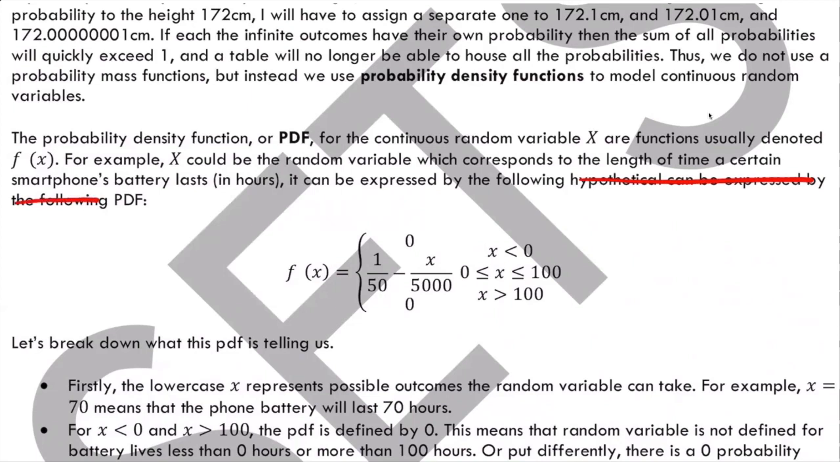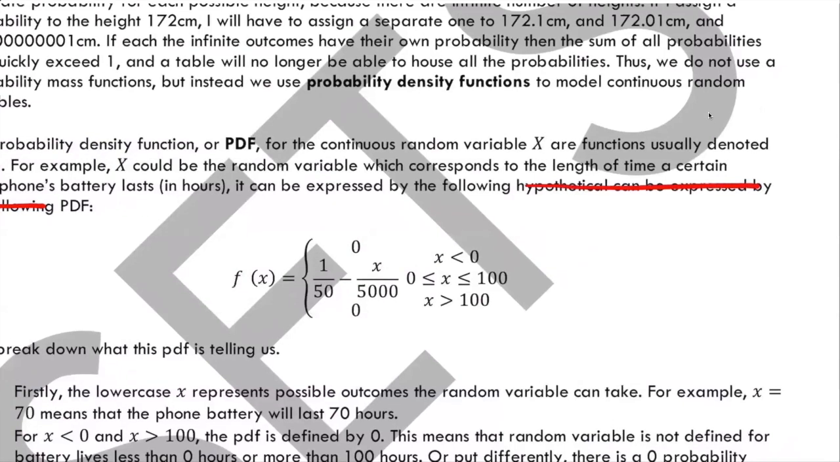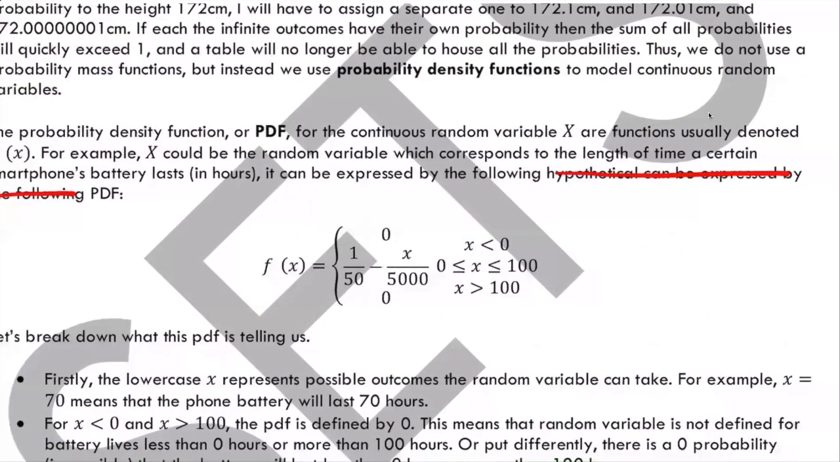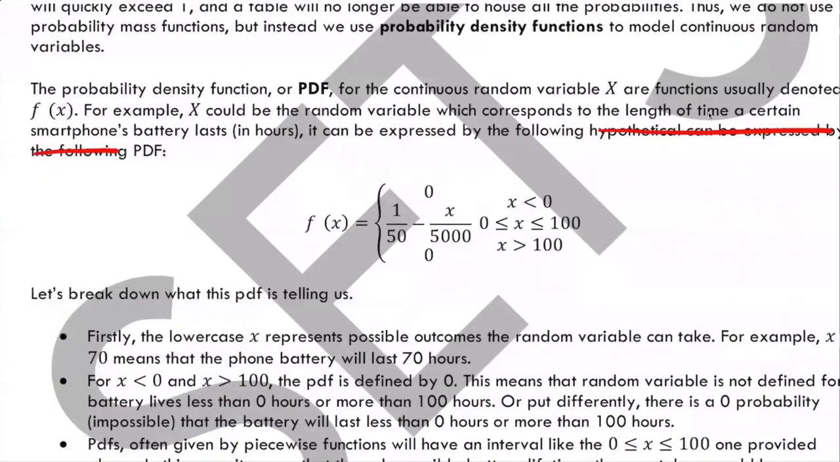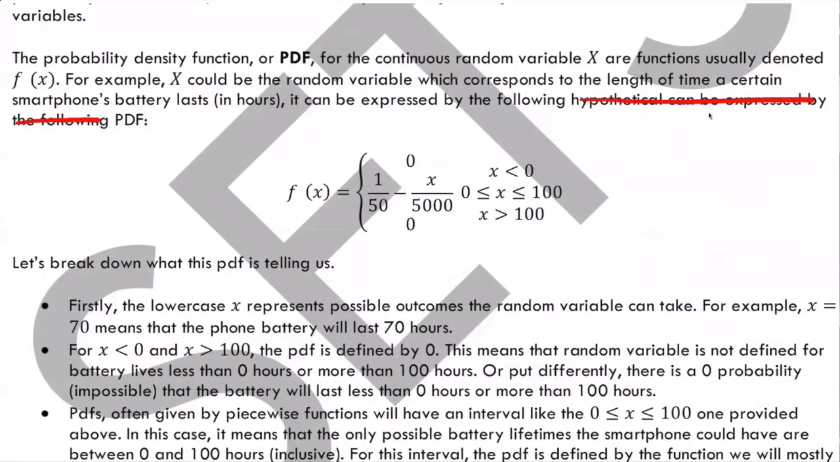Can be expressed by the following PDF. Now I just made this up, right? This is a PDF, a probability density function, which tries to model how the probabilities behave for a smartphone's battery lifetime. Okay? I just made it up, but let's break down what this function actually says.